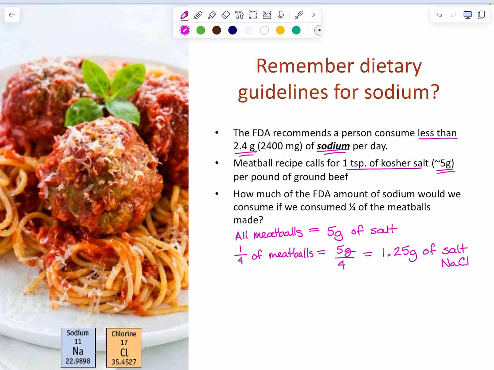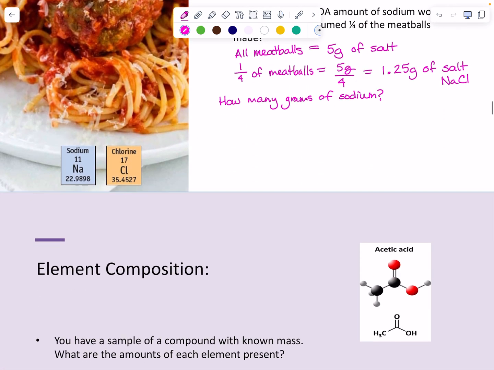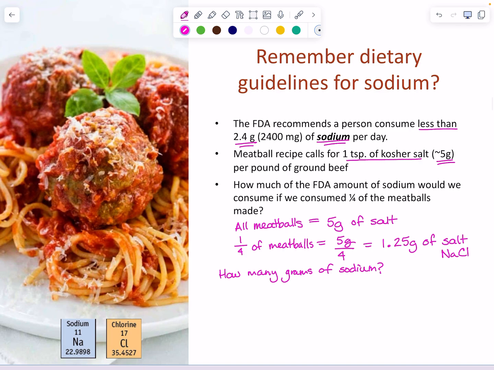If I divided all those meatballs into 4 parts and I ate one of those parts, it would contain 1.25 grams of salt. Okay, so now let's figure out how many grams of sodium this is. All right, let me just peek ahead and make sure that I didn't have a slide that had everything written out on it before I wrote it all up.